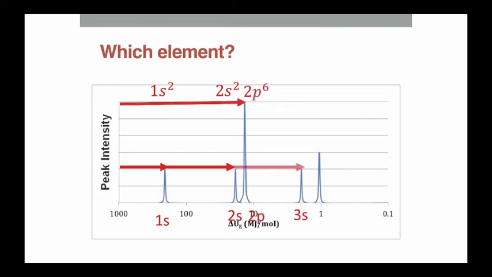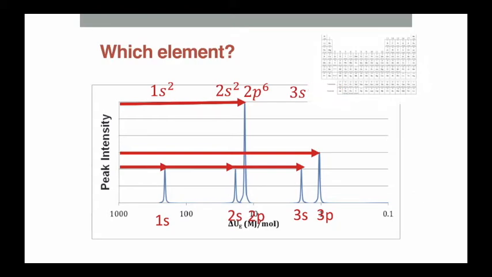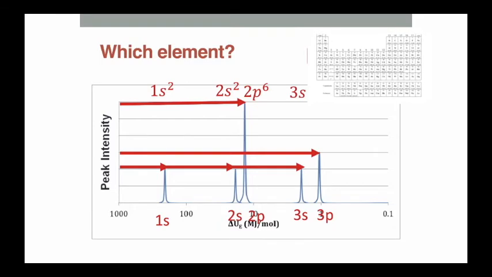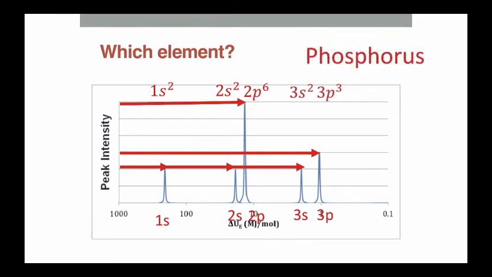Now we'll move over to the 3s, where we have 2 electrons, and the 3p, where we have 3 electrons. And we've been writing our electron configuration as we go. And we can count up the electrons in this electron configuration. And we have 15 electrons, and we are assuming that this is a neutral atom. So if we look at our periodic table, 15 electrons in a neutral atom would mean 15 protons, and that's the atomic number for phosphorus. So phosphorus is our element.